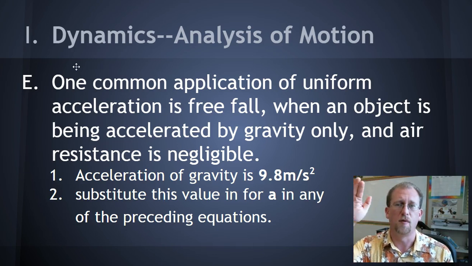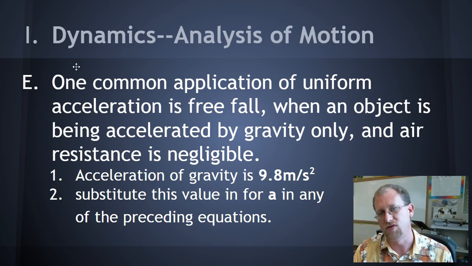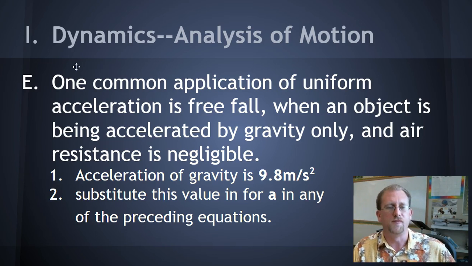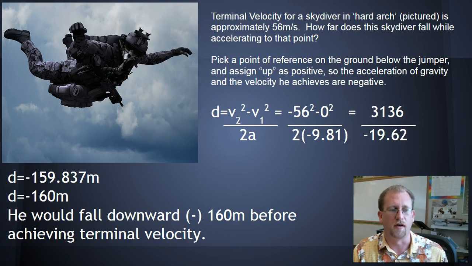Okay, so you jump out of an airplane. At the end of 1 second, you're traveling 9.8 meters per second downward. At the end of 2 seconds, you're traveling twice that, or 19.6 meters per second downward. At the end of 3 seconds, you're traveling another 9.8 meters per second faster than the last second. That makes sense, right? So you can substitute that number in for a for any of the equations that we've dealt with. Let's show you an example of that in working.